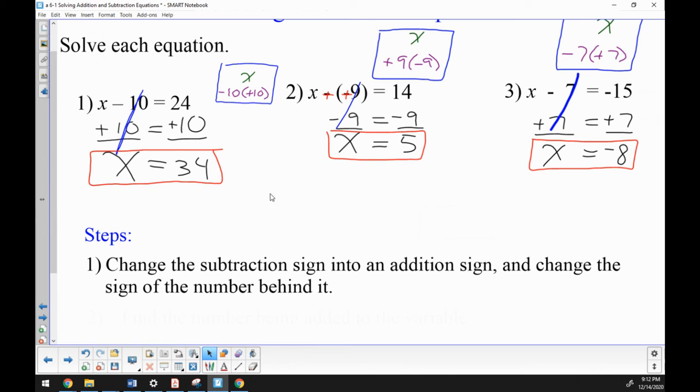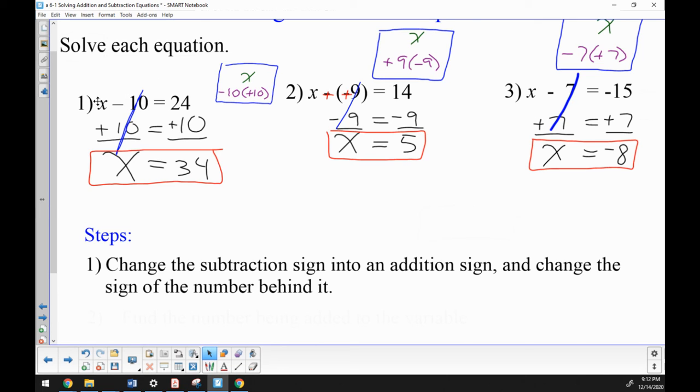Your second step after doing keep, change, change, which by the way is optional. You'll notice I chose not to do it for problem number 1 because I only had a minus 10. I chose not to do it for number 3 because it was just a minus 7. When you're just minusing a regular number, you don't need to do keep, change, change. It really is optional, and you only need to do it when you have a minus negative. Although if I did do it, it would not change my answer.